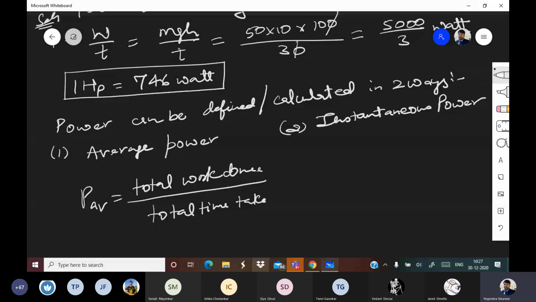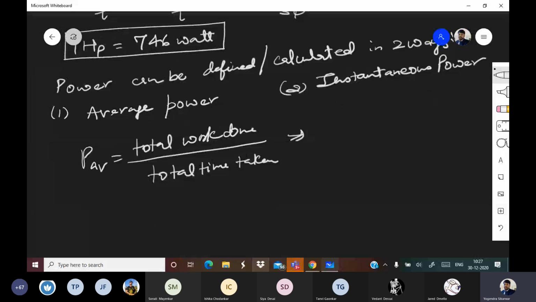So let me write it here. P average is equal to W total upon T total. So this is for average power.